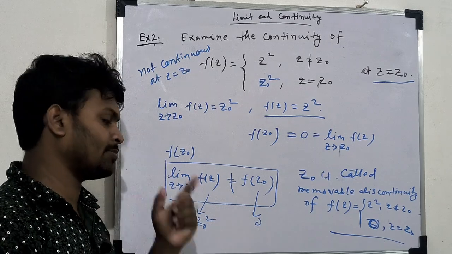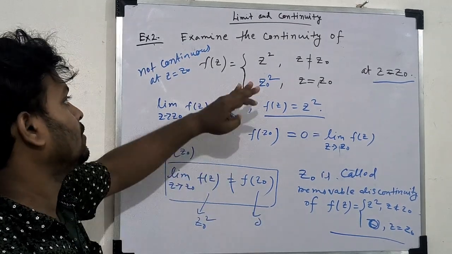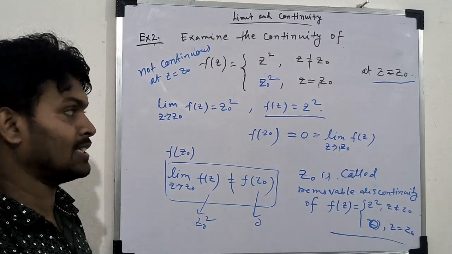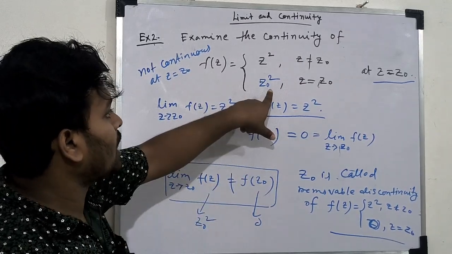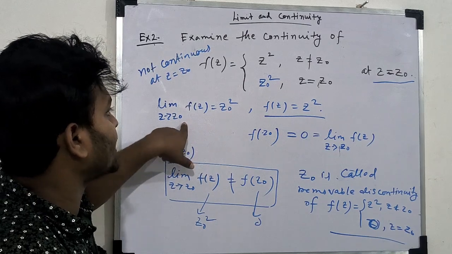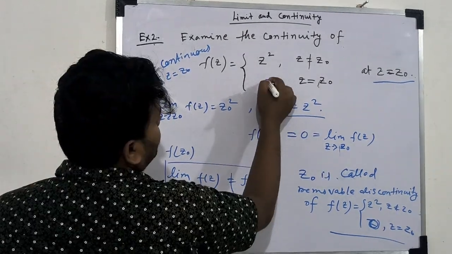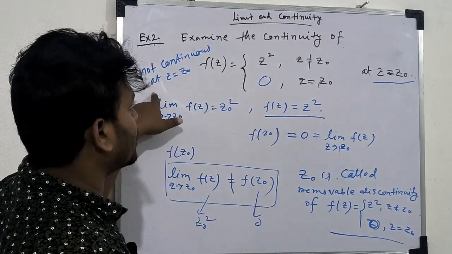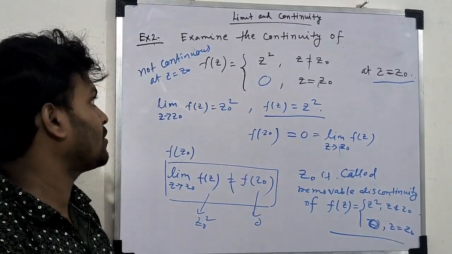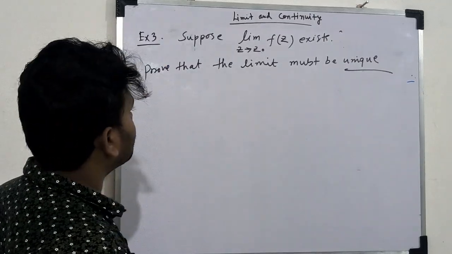We have discussed in the previous lecture what a removable discontinuity is, and how we can define the function such that it is continuous. We just have to put the value of the limit for z equal to z0, then this function will be continuous. The given function is not continuous at this point, so this was the problem. I will discuss another example. Now I solve example 3.